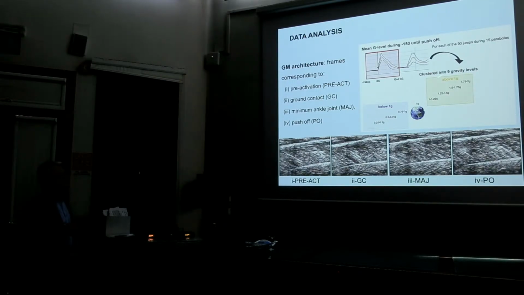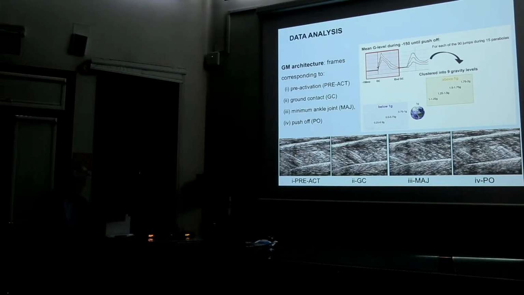And these were clustered into nine gravity levels, 0 to 0.25 G, 0.25 to 0.5 G, 0.5 to 0.75 G, 0.75 to 1 G, 1 G, and this was, of course, hypogravity, this is normal gravity, and these were levels of hypergravity. And these are typical images obtained during the pre-activation phase.